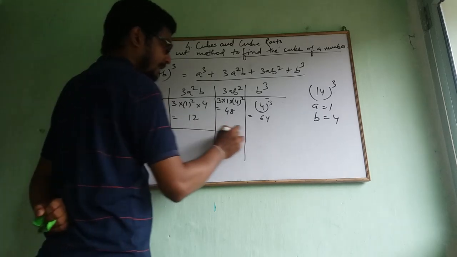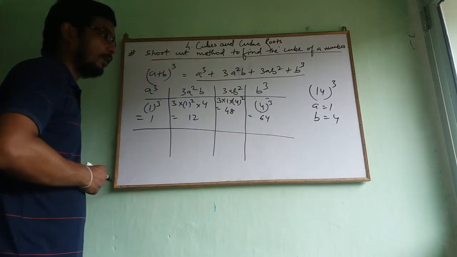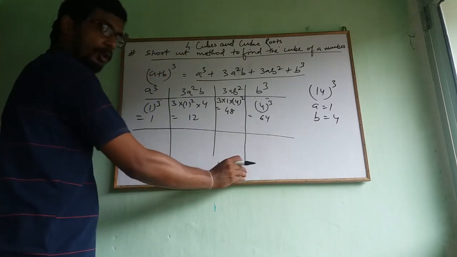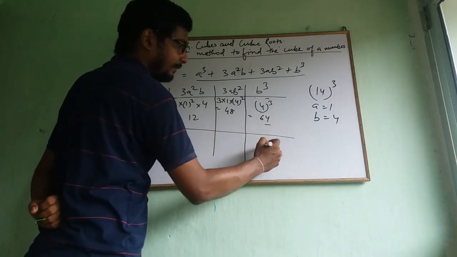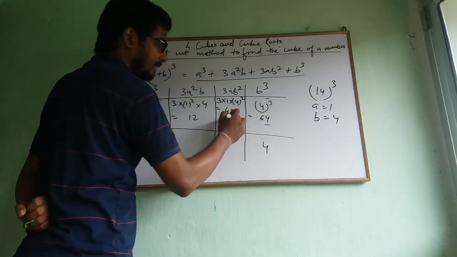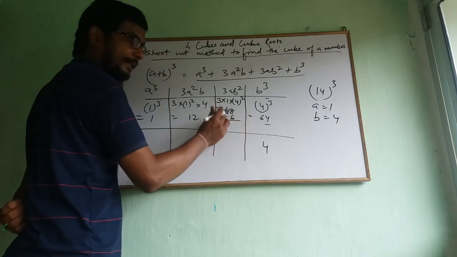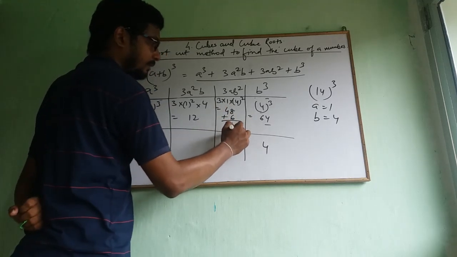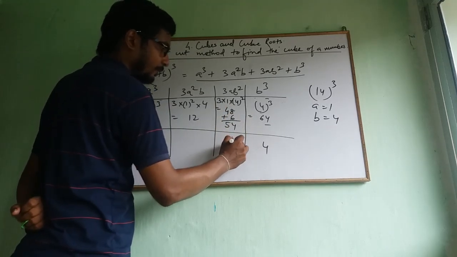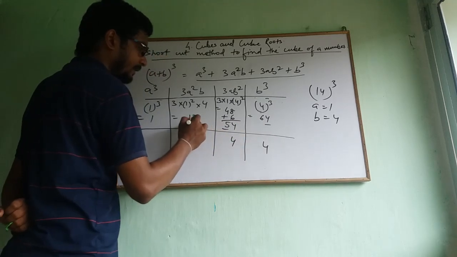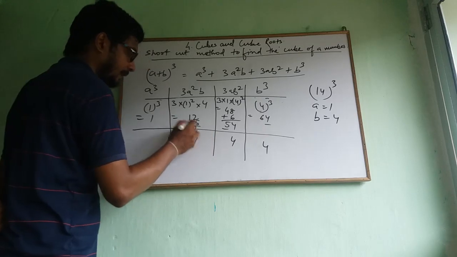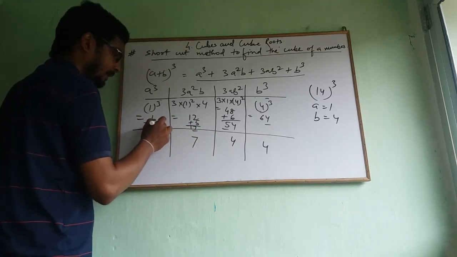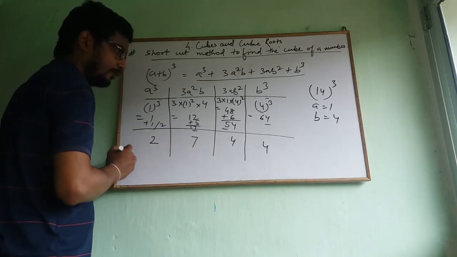Now what I have said earlier, that I have to take only the ones in each column and carry forward the tens to the next column. So from here I will take 4 and carry forward 6 here and add it up. So it becomes 54. So I will take from here 4 only and carry forward 5 here. So it becomes 17. I will take 7 from here and carry forward 1 here. It becomes 2. So I will take 2 here.